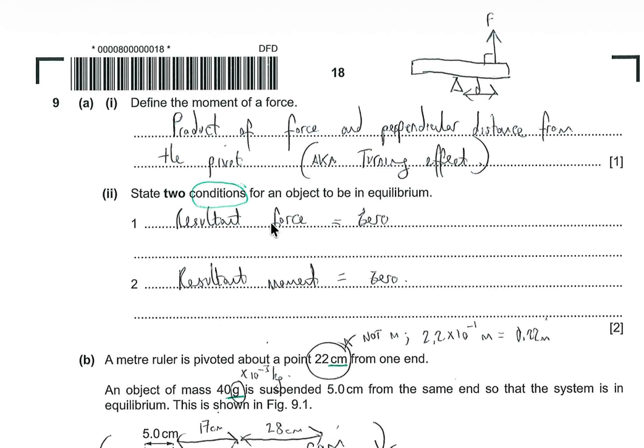And the way we do that is by two things. One, that we have a total or resultant force of 0. And we have a total or resultant moment of 0. In other words, everything is balanced. So we're looking for both of those, 1 mark for each one.